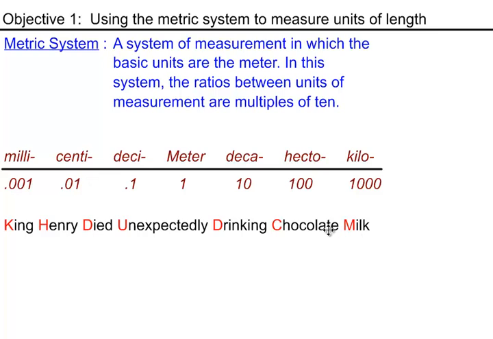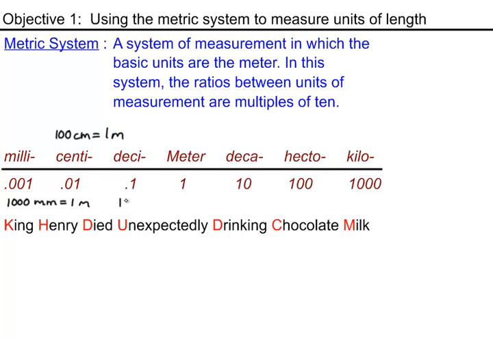So what we have right here is that 1 millimeter, which is about the thickness of a paper clip, is 0.001 meters. In other words, 1,000 millimeters equals 1 meter. Centi means that 100 centimeters equals 1 meter.